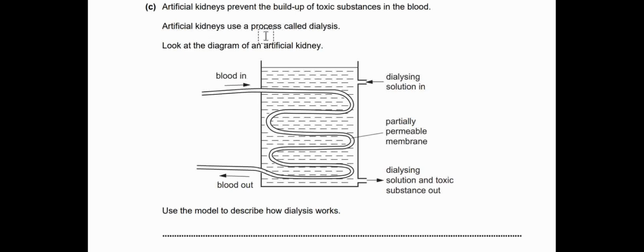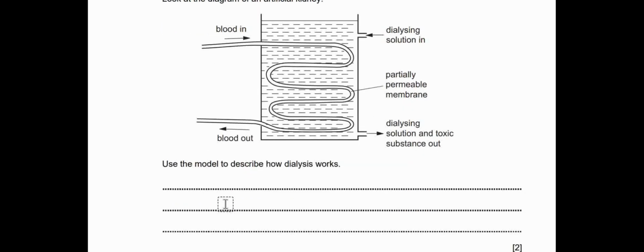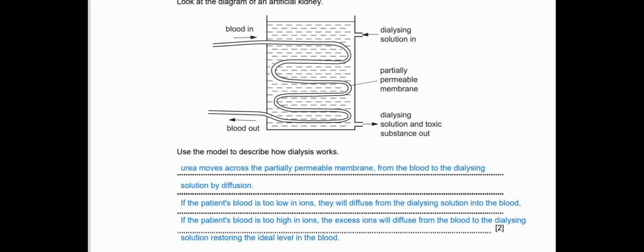Artificial kidneys use a process called dialysis. Look at the diagram of an artificial kidney. Blood in, then dialysing solution in, partially permeable membrane, dialysing solution and toxic substance out, and blood coming out. Use the model to describe how dialysis works. So we can type: urea moves across the partially permeable membrane. The blood coming in contains a high level of urea, which moves from the blood to the dialysing solution by diffusion.